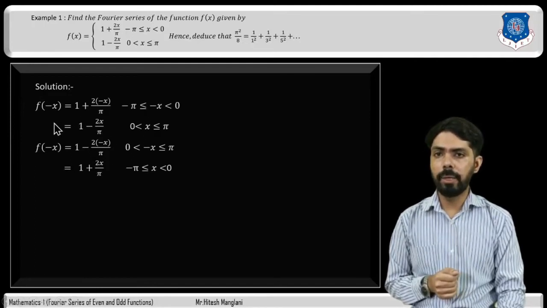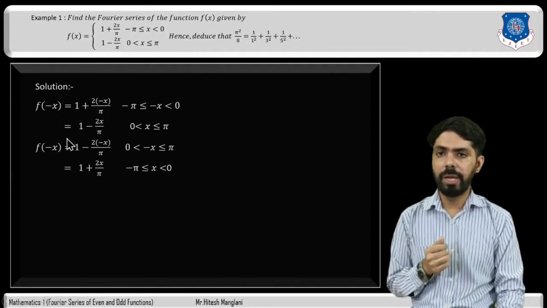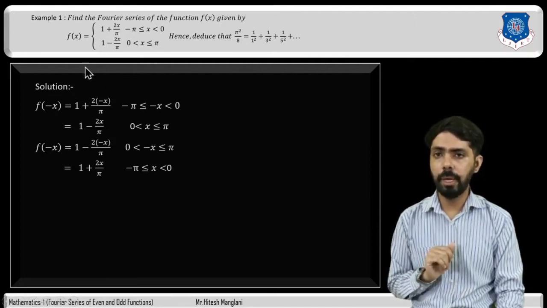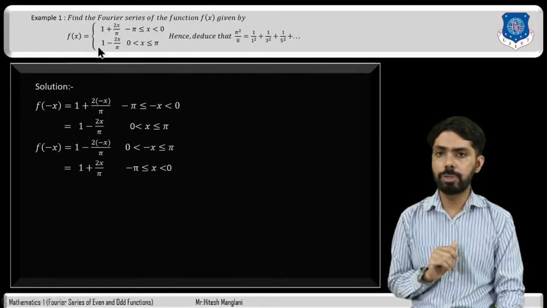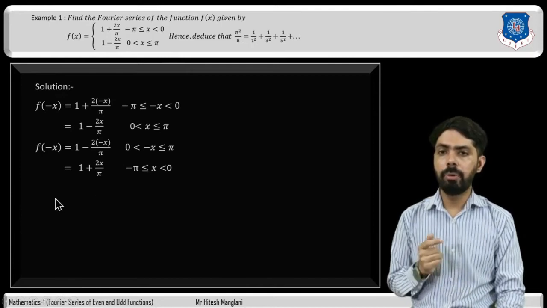Now if you compare f of minus x with f of x, you can see that f of minus x is equal to 1 minus 2x divided by pi for 0 less than x less than or equal to pi, and f of x is also 1 minus 2x divided by pi for 0 less than x less than or equal to pi. So both are the same for this case.